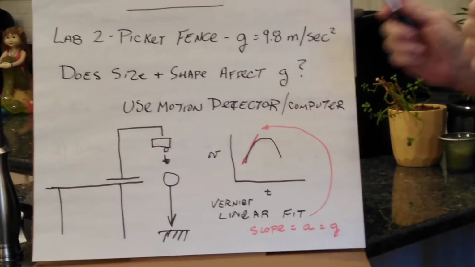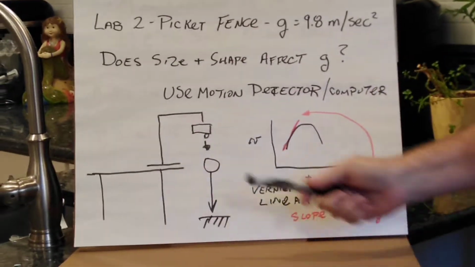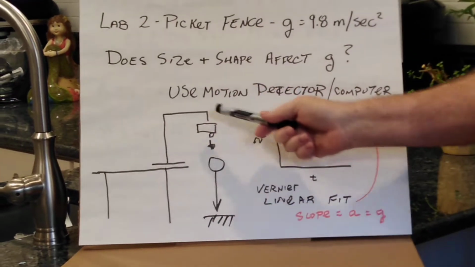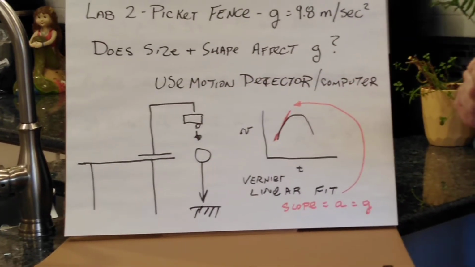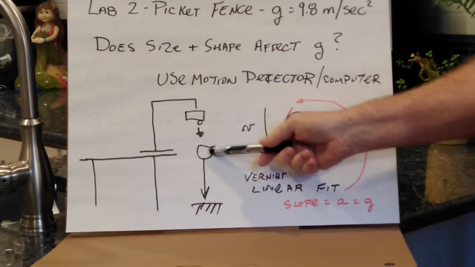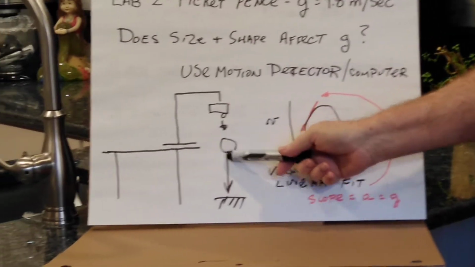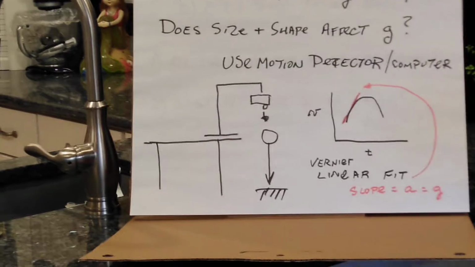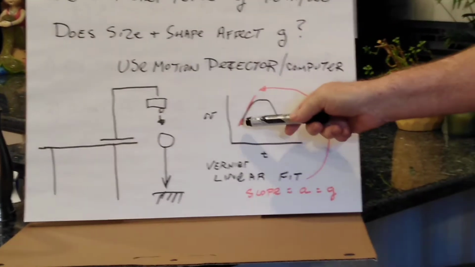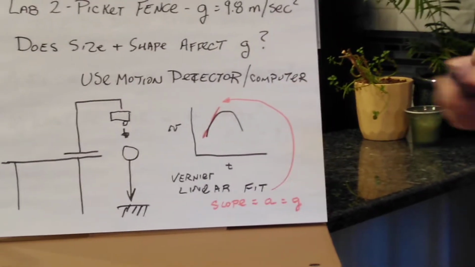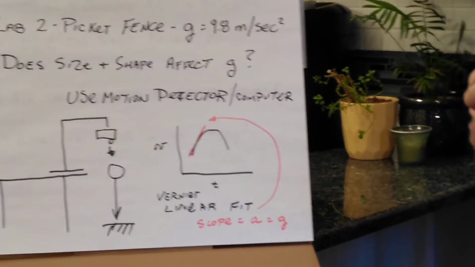Now, what the hookup will be is on our table, we're going to have our hanger and we're going to have a motion detector suspended. We're going to put a ball underneath it and we're going to drop it to the ground. That'll be approximately a 3-foot drop. We're going to generate a V over T curve. It will be something like a sine wave.